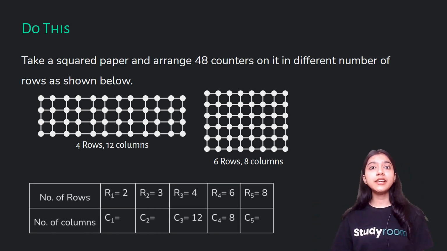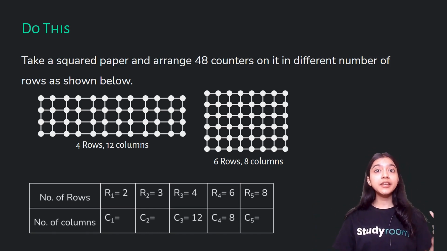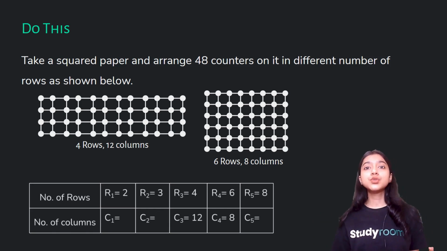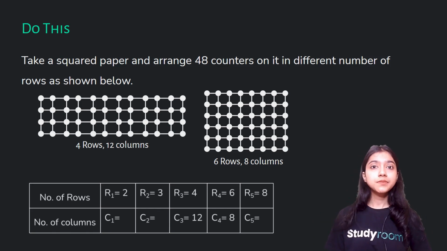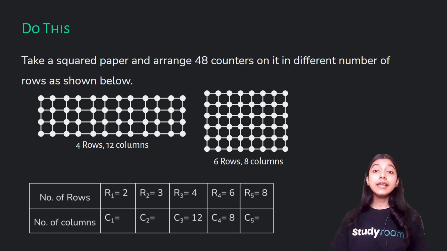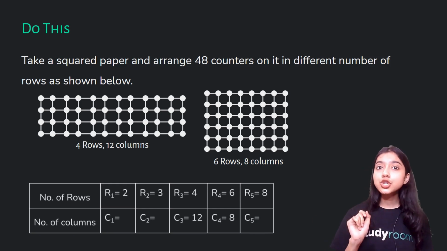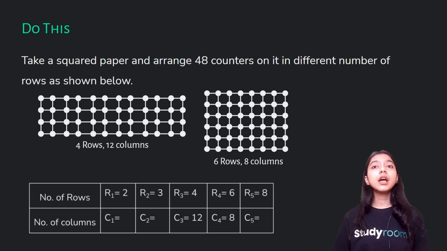Now, let me increase my number of rows to 2. If I increase my number of rows to 2, then there will be 3 students in each row. So, the number of columns will become 3. Now, if I again increase my number of rows to 3, then there will be 2 students in each of the rows. So, the number of columns becomes 2.